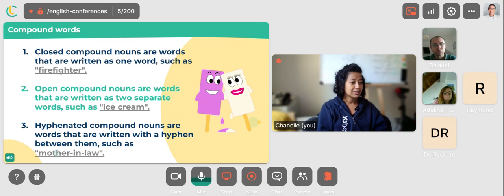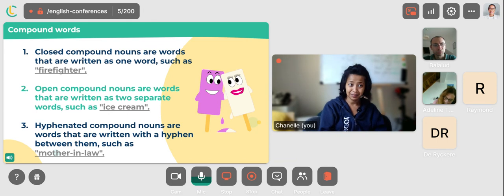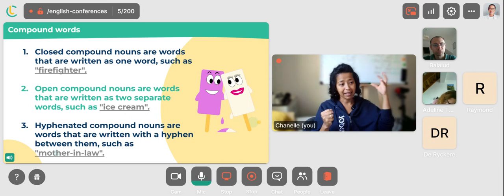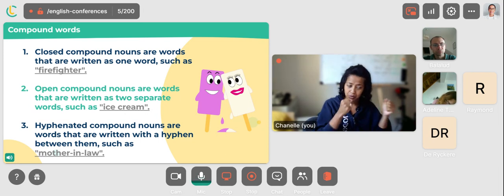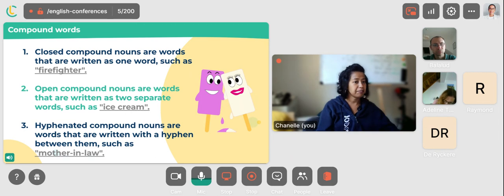So let's look at the first one. Closed compound nouns are words that are written as one word. Ça veut dire que c'est un mot. For example, firefighter, pompier. In English, it is one word. Fire pour feu and fighter, quelqu'un qui se battre. So we bring them together and they are called firefighter. Someone who fights a fire.